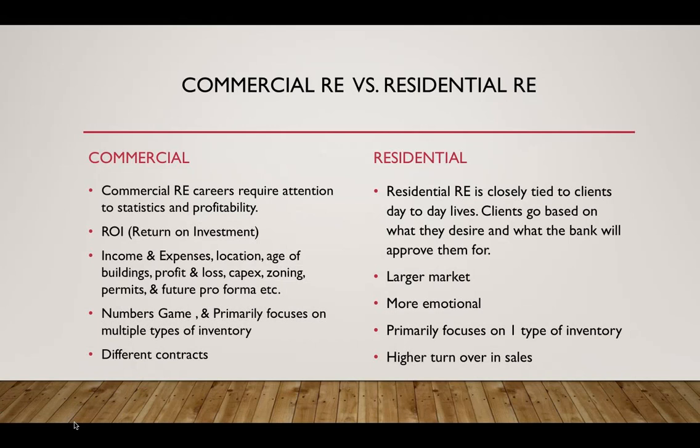Obviously, residential is way more emotional. I've definitely said that over 5 times. This is a numbers game, and it primarily focuses on the different types of inventory as opposed to residential, where you have the same thing: how many bedrooms, how many bathrooms, what's the square footage, is it on the water or not, the lot size. It's just the same thing.